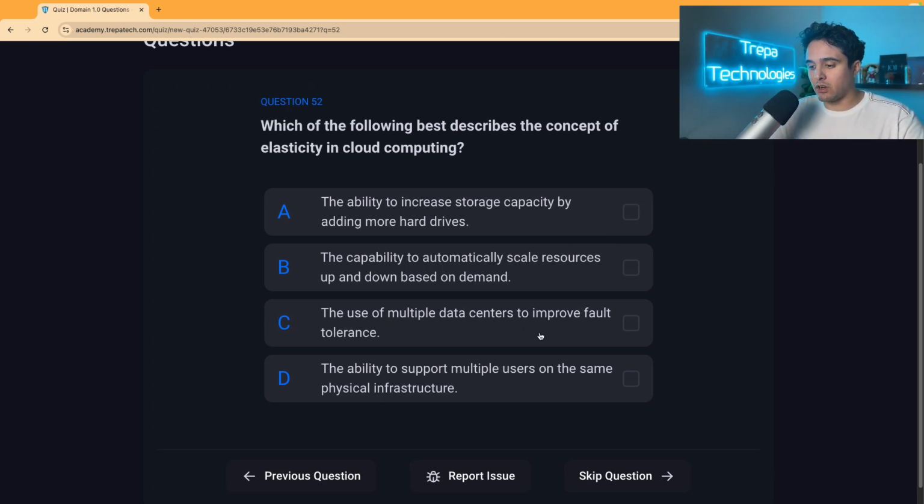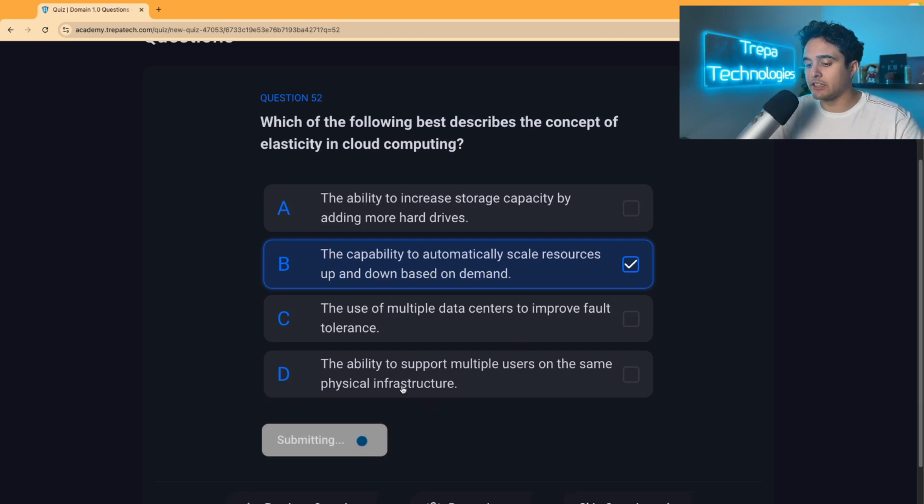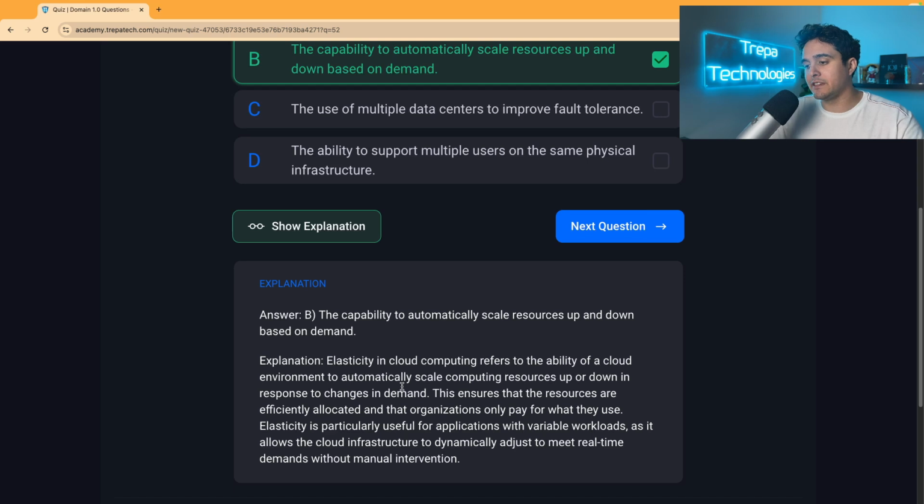So let's take a look at our answers here. We're going to go with B here: the capability to automatically scale resources up and down based on demand. And that's kind of like the textbook definition of elasticity. The NIST standard for what defines cloud computing, that's one of the 5 major tenets. What is cloud computing? It's elasticity.